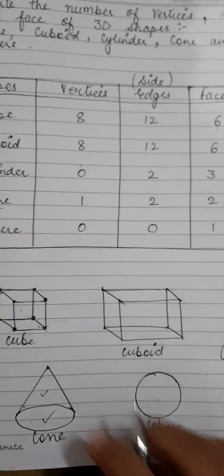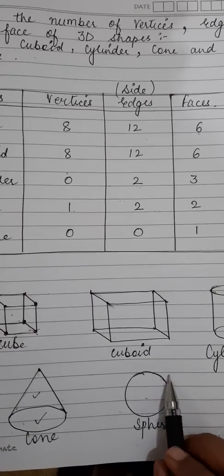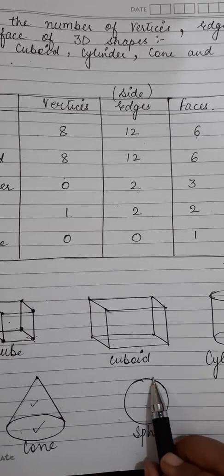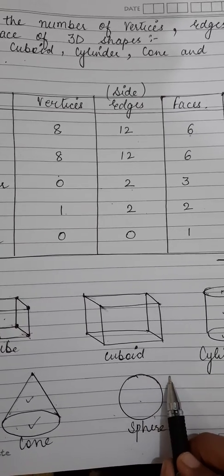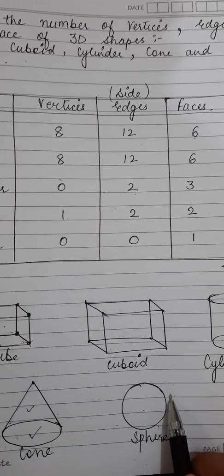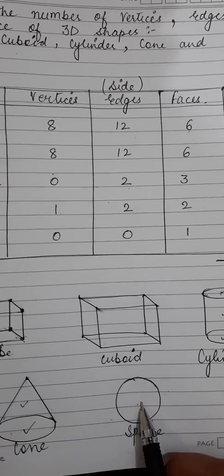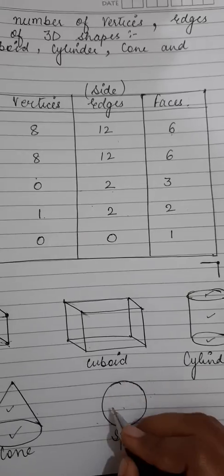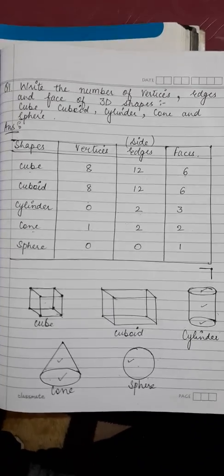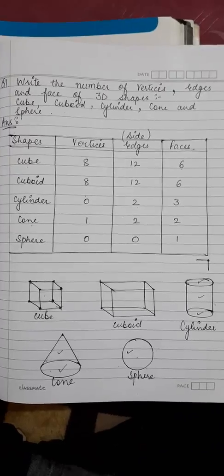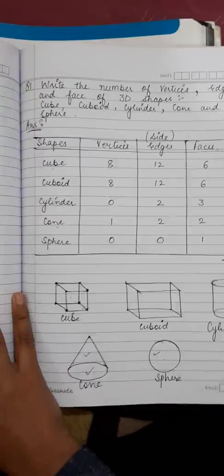Next is the sphere. Now this is the sphere. In this sphere, how many vertices are there? 0, because there is not even a single straight line. Edges? No. And then faces? 1. Only this one. So this was your question number 1. And this question number 1 you are going to do in the notebook. Right? Now question number 2.